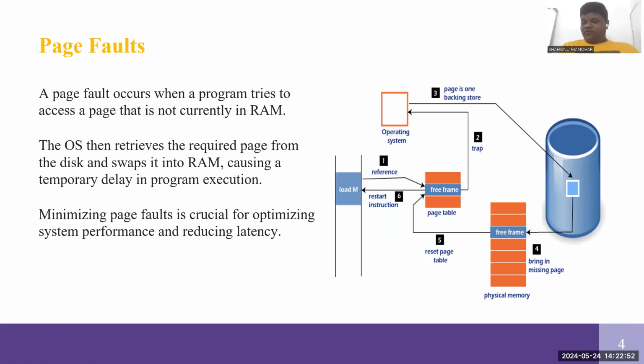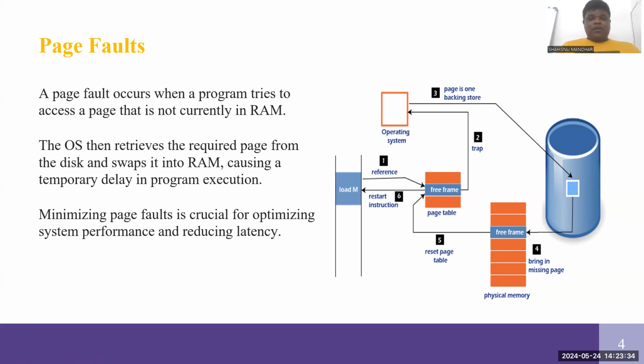Page faults. A page fault occurs when a program tries to access a page that is not currently in the RAM. The OS then retrieves the required page from the disk and swaps it into the RAM, causing a temporary delay in the program execution. Minimizing page faults is crucial for optimizing system performance and reducing latency. So there's a process called demand paging. The process of loading the page into memory on demand whenever a page fault occurs is known as demand paging.